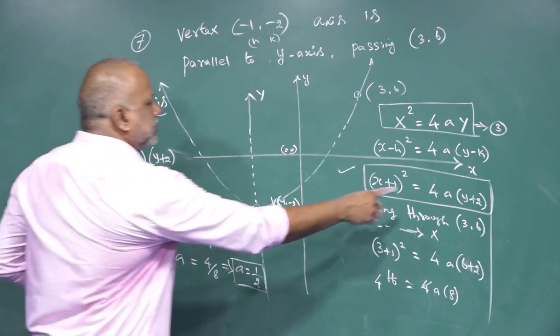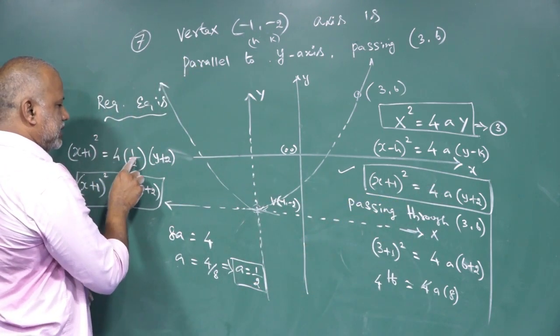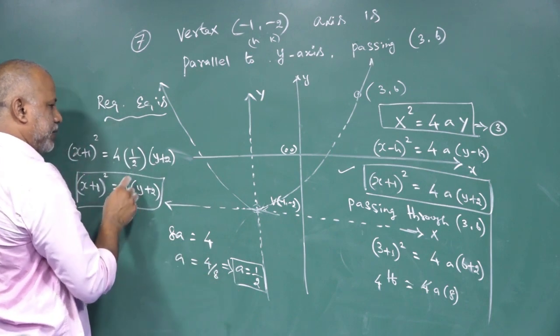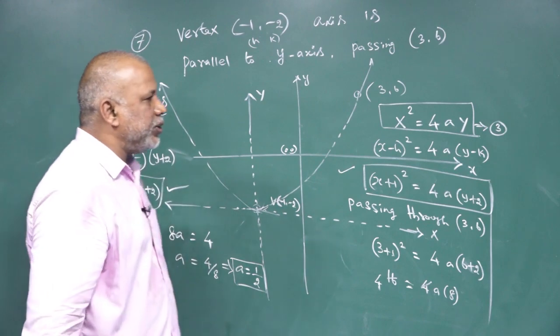Then substitute here instead of this. See, the required equation. 4 is already a constant. A is 1 by 2, just as you found out. This 4 and 2 will be removed. You can get the equation of the required parabola.